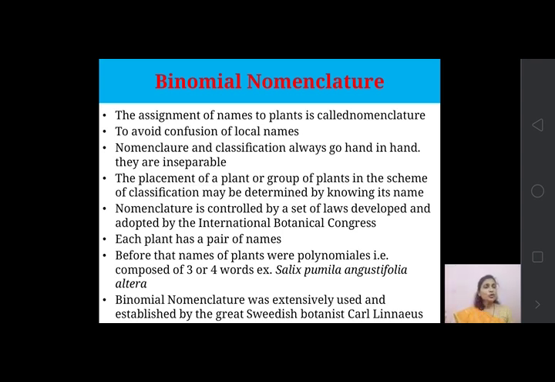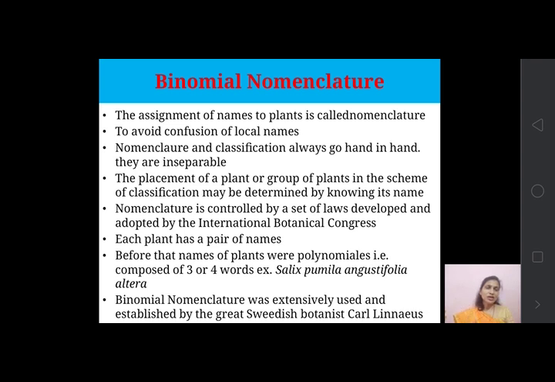If you don't know the name of a mango tree or hibiscus tree, then how can you put that plant into a particular level of this classification? The first main thing in classification is to know the name of the plant, and only then do you put that plant into a particular category or taxon. So nomenclature is necessary for classification. Hence classification and nomenclature go hand in hand; they are inseparable.